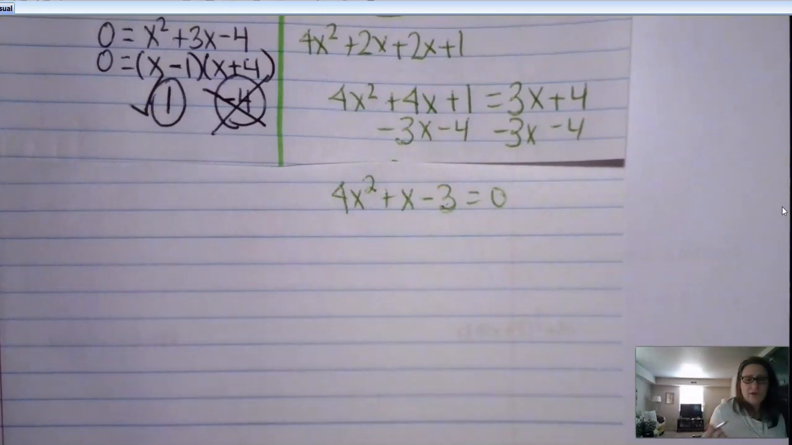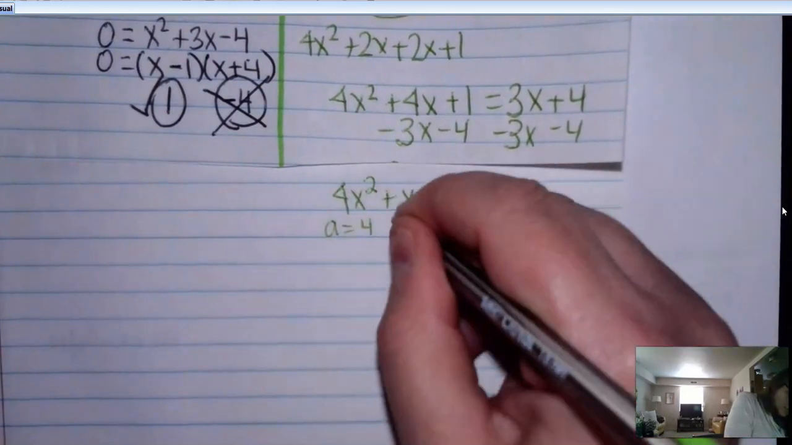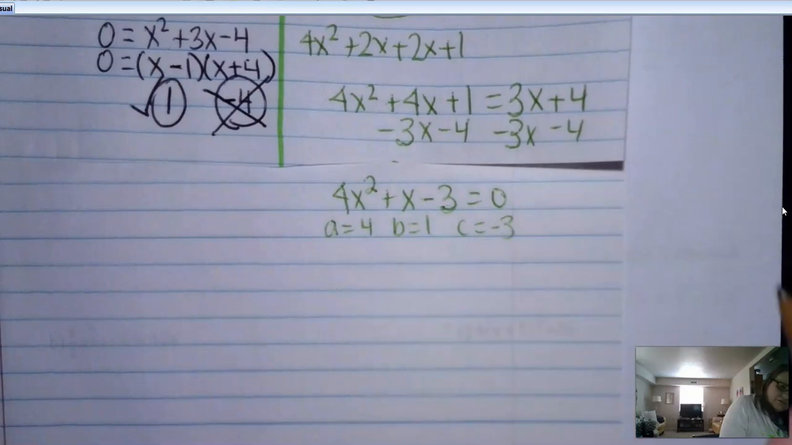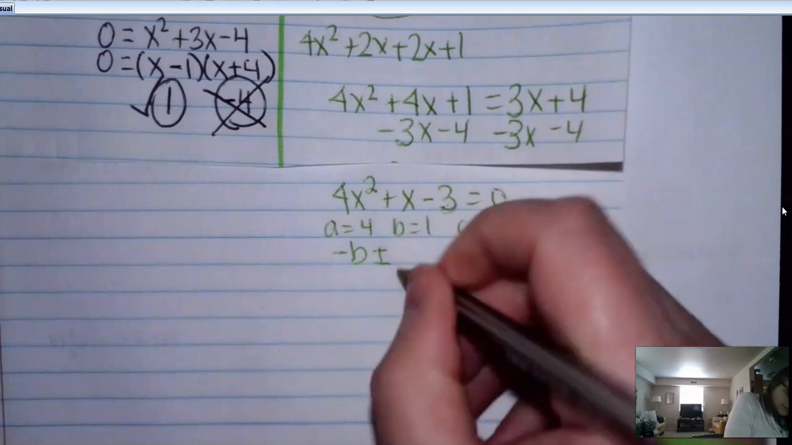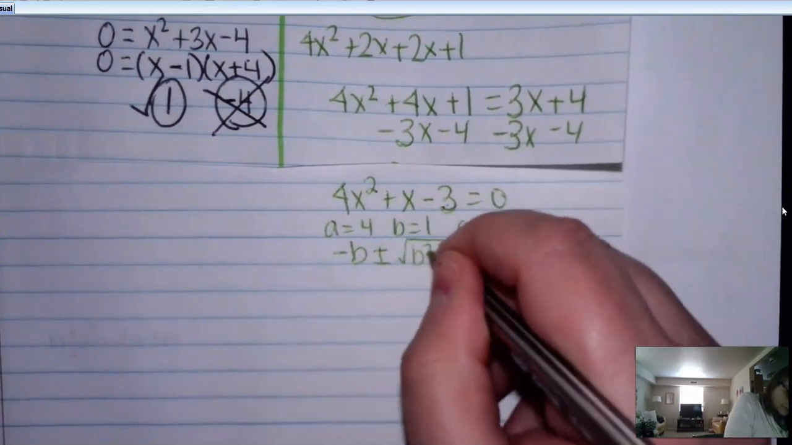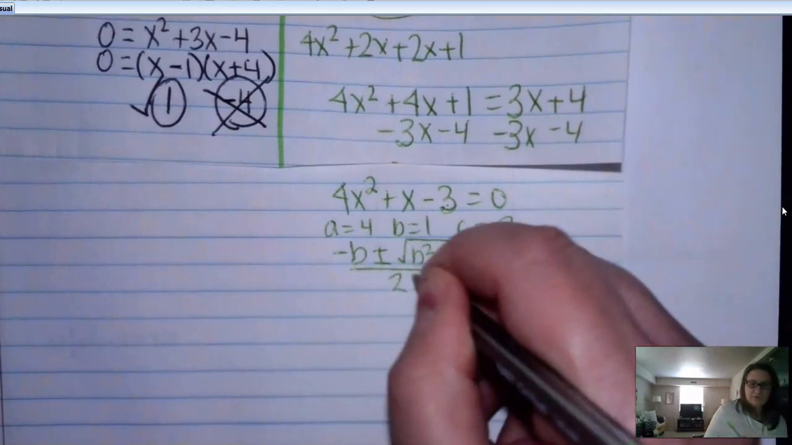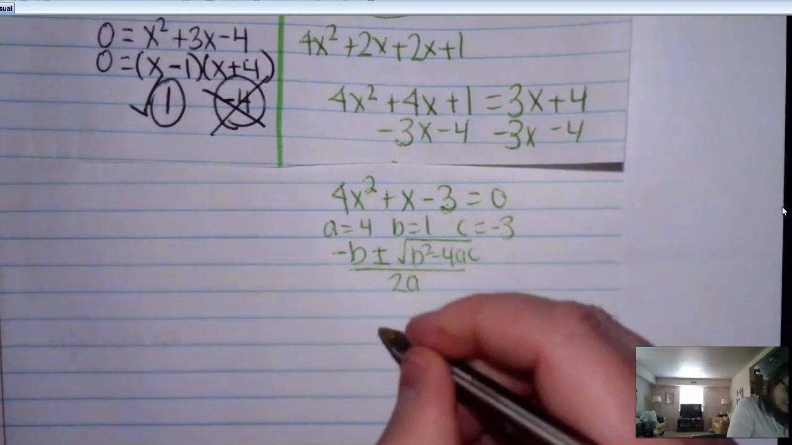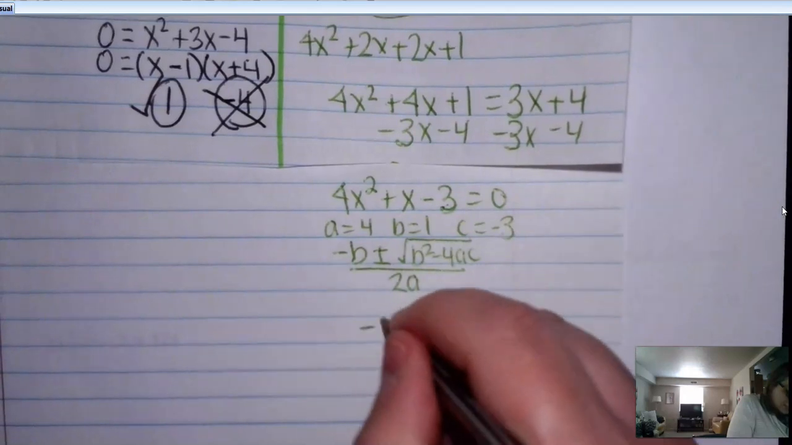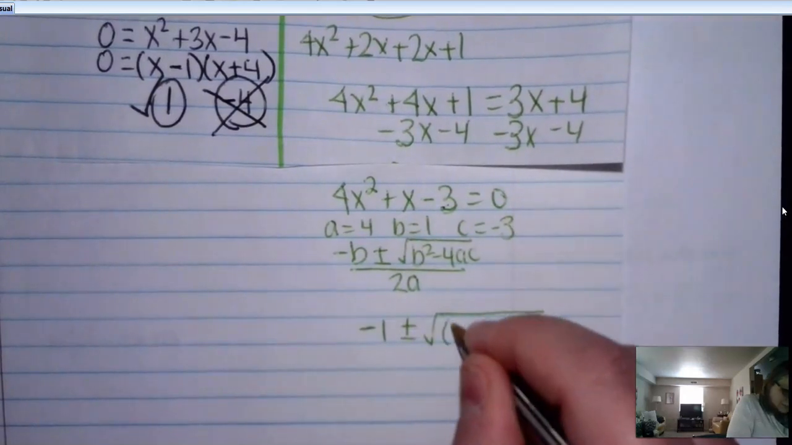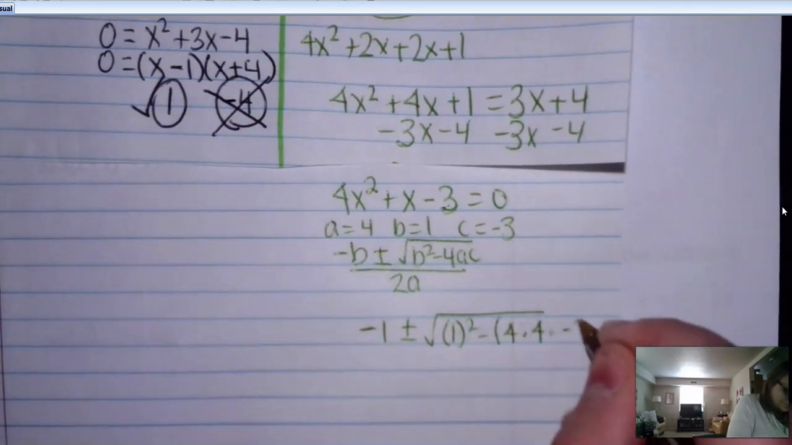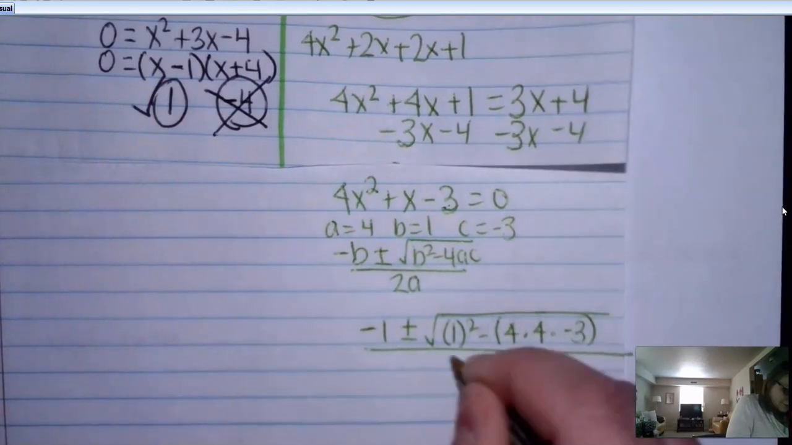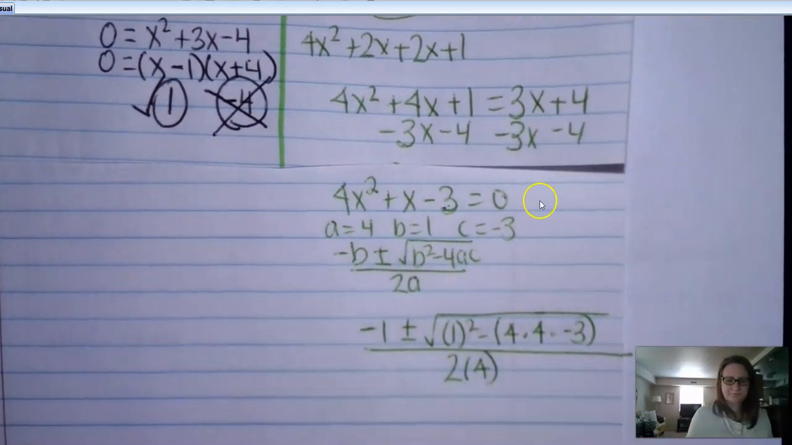Maybe I'll go ahead and use the quadratic formula since we used factoring on the last one. So my a is 4, my b is 1, my c is -3. If you don't remember the quadratic formula, you can always use that to solve a quadratic equation. Opposite of b plus or minus the square root of b squared minus 4ac, all over 2a. So if you like that, go ahead and use that. I'll use that on this example. So I'm going to have -1 plus or minus the square root of 1 squared minus 4 times 4 times -3, everything over 2 times a, which is 2 times 4 here.